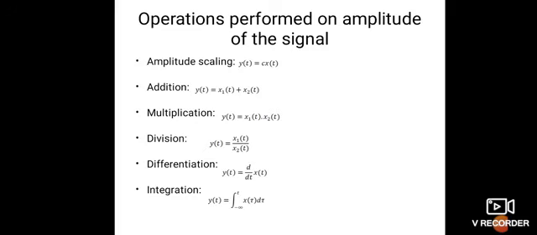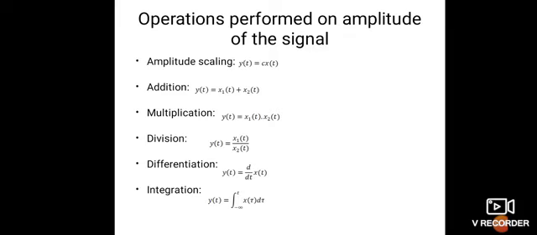Here x(t) means 1 into x(t), and in this case I am saying 2x(t). That means the whole amplitude is multiplied with the value 2. Suppose x(t) has amplitude from 0 to 1, and if we multiply it with 2, then it is from 0 to 2. That is our amplitude scaling.